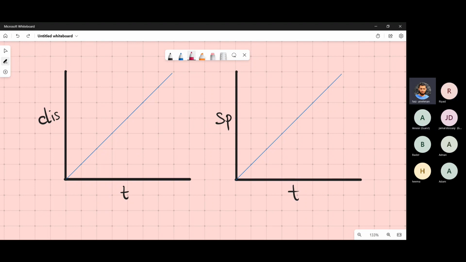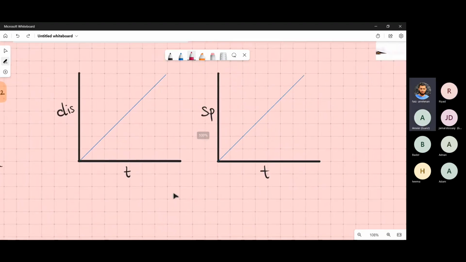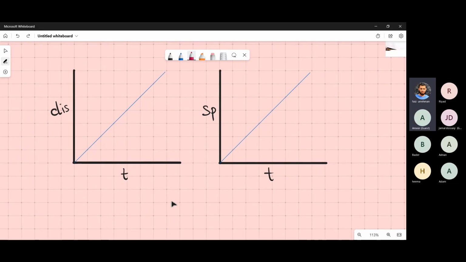Okay, next, Riyadh, give your answer. Muhammad Amir's answer is not satisfactory. Now, who else wants to give it a try? What is the difference between these two graphs? Who is the smart boy in today's class? Tell me.